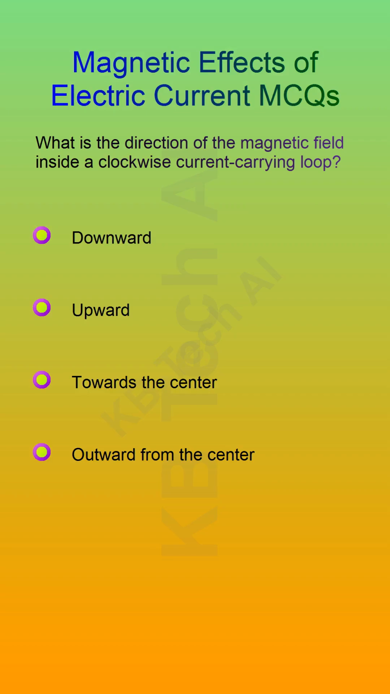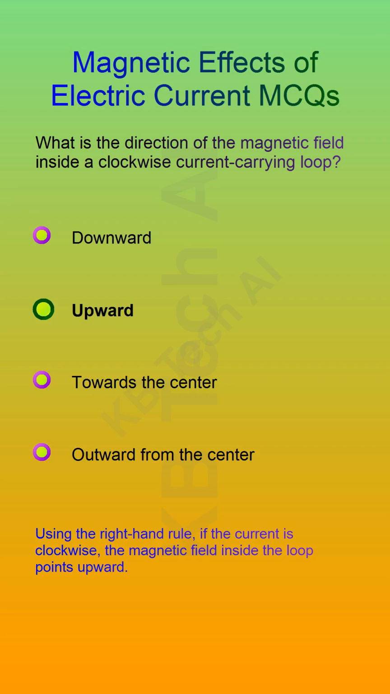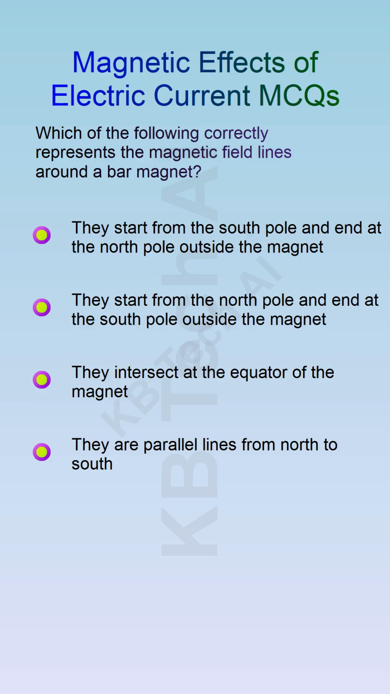What is the direction of the magnetic field inside a clockwise current-carrying loop? Option 1, downward. Option 2, upward. Option 3, towards the center. Option 4, outward from the center. The answer is, option 2, upward.